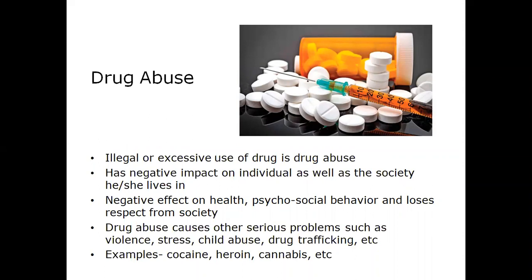Another very prevalent problem amongst teenagers especially is drug abuse. Drug abuse is an illegal or excessive use of drugs. It has a negative impact on not just the individual taking the drug, but also on the society, because drug abuse often attracts other serious problems such as violence, stress, child abuse, drug trafficking, etc. It has a negative impact on the health of the drug taker, and it affects his/her psychosocial behavior and loses respect from the society. Some examples of drugs are cocaine, heroin, cannabis, etc.